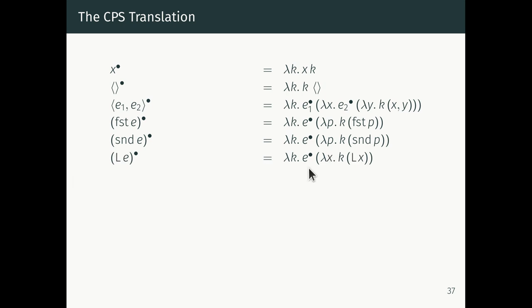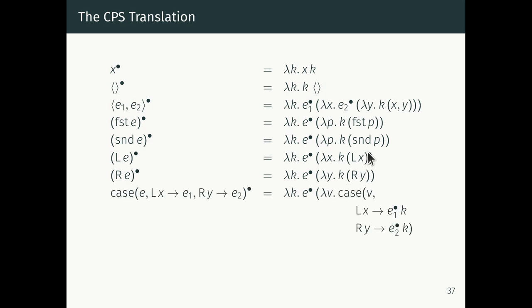Left embeddings work the way we expect. Not in the front of A translated plus B translated. So now we say translate E and give it a continuation to get that X of type A, and then to the continuation K, pass left of X to get the A translated plus B translated that we wanted, symmetrically for right. And case works in a very similar way. We have E, which has the translation of A plus B, and now we will pass it a continuation which will take a tagged value. We case analyze that, and we pass this continuation K either to the translation of E1 or the translation of E2. So do draw the typing derivations.